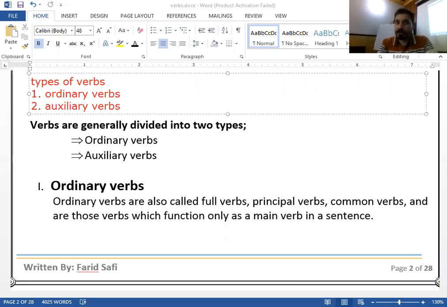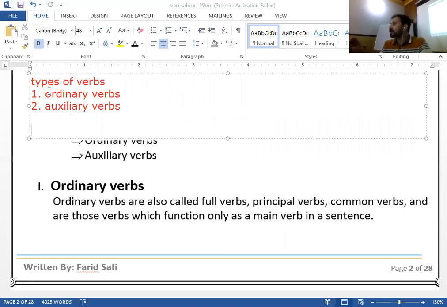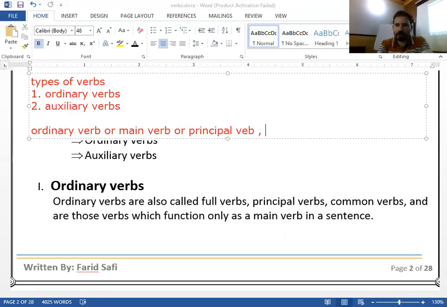Now you need to understand it clearly because it's a very important topic. The first one, let's talk about ordinary verb. Ordinary verb or main verb. Or you can also call it principal verb. Clear? Or you can also call it common verb. It has got different names: ordinary verbs, common verbs, main verbs, principal verbs.